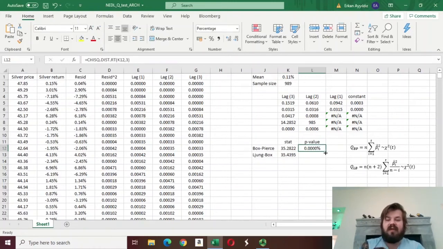And now we can just drag the p-value formula down to this cell and get a very similar p-value as well. It means that the Box-Pierce and Ljung-Box Q-tests, given that they are very similar conceptually and even computationally, give us very similar results in terms of heteroskedasticity presence in our silver return data. So we can very surely state that silver returns are indeed heteroskedastic and behave according to an ARCH process, at least.